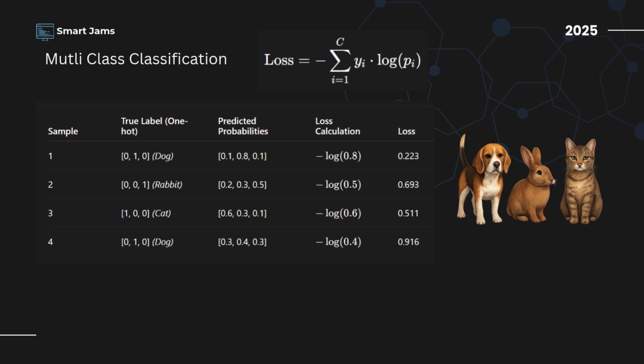In the fourth and final example, the true class is again dog. The model is less confident this time, assigning only 40% to dog. As a result, the loss is higher, negative log of 0.4, yielding a loss of 0.916. This table highlights how cross-entropy punishes low confidence in the correct class and encourages the model to assign high probability to the true label.